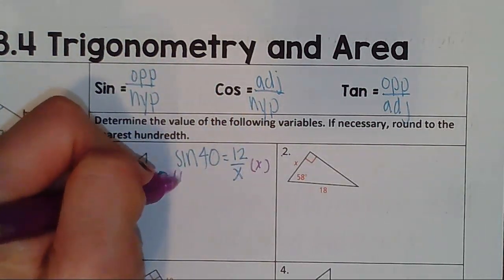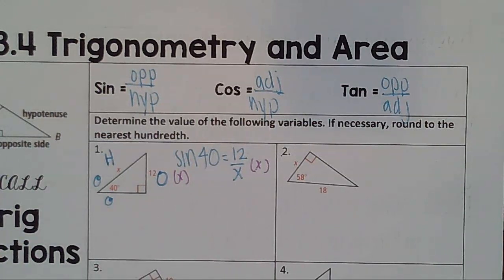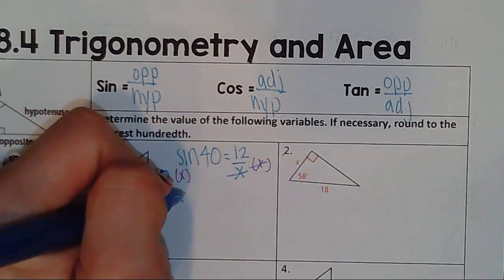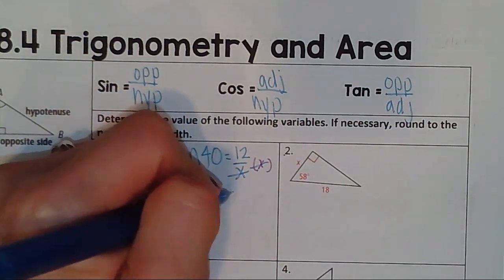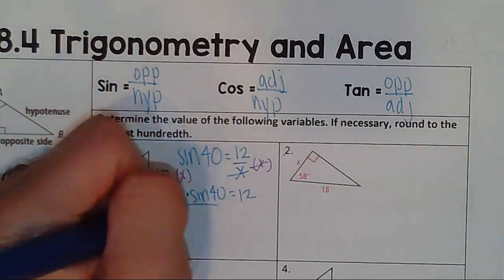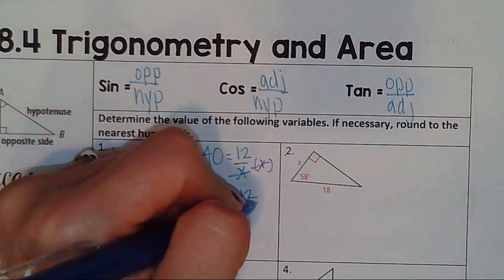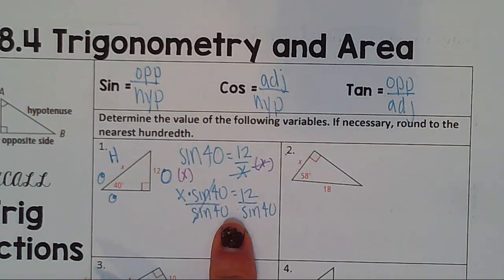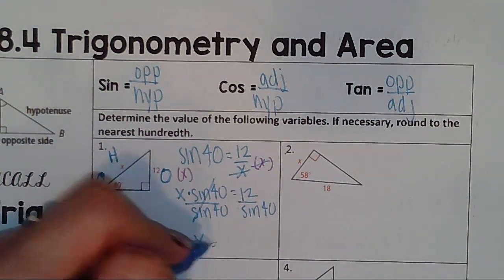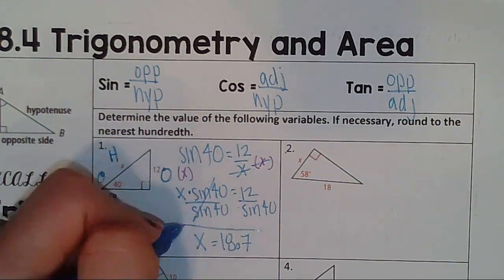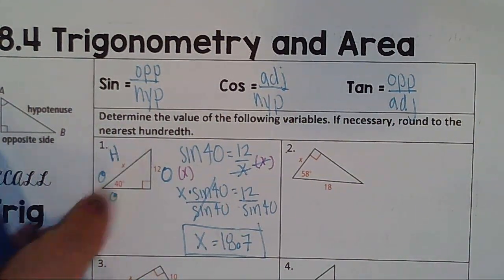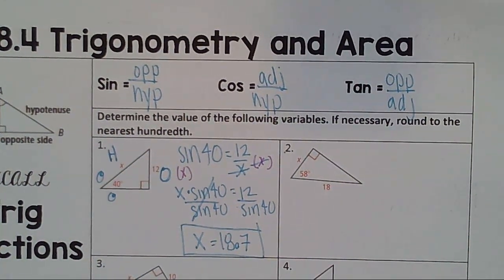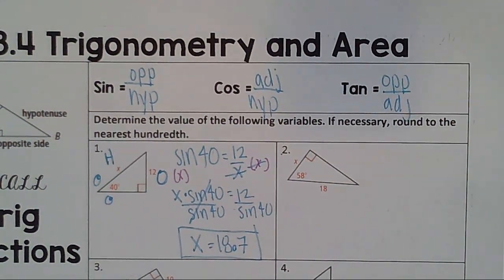But for those of us who might need a little refresh, I'll just go ahead and show you what we do. So I multiply both sides by x so that I get it away from here. And I'm left with x times sine 40 equals 12. But then I have to divide by sine 40 and divide by sine 40. And I'm left with x equals 12 over sine 40. I plug that into my calculator and I get x equals 18.7. Alright, so I know that my hypotenuse is 18.7. It says round to the nearest hundredth, but the notes that I already did are rounded to the 10th, so I'm just going to round to the 10th today.